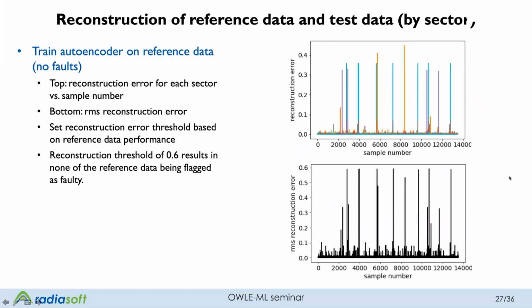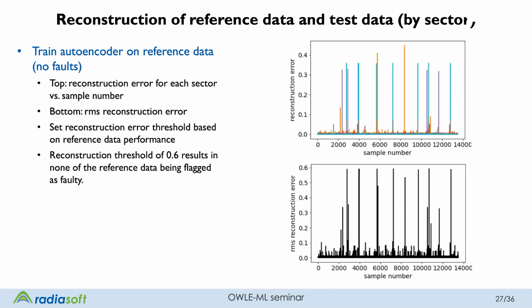And if we look at the reconstruction error, so this is the reconstruction error by magnet, and then the RMS reconstruction error for the entire ring. It's for each sector, sorry, aggregating over sector, just as a function of sample number. So the idea here is, if it's going to be totally unsupervised, then you need to set the threshold based on how well you reconstruct your reference data.